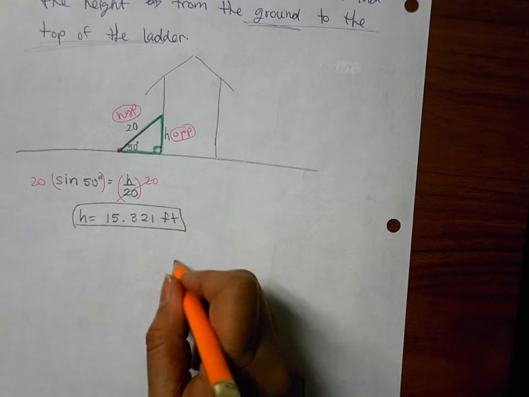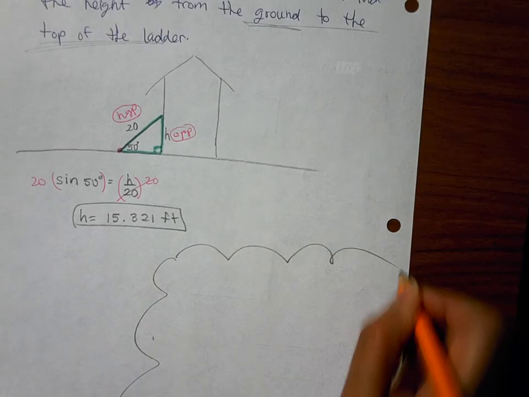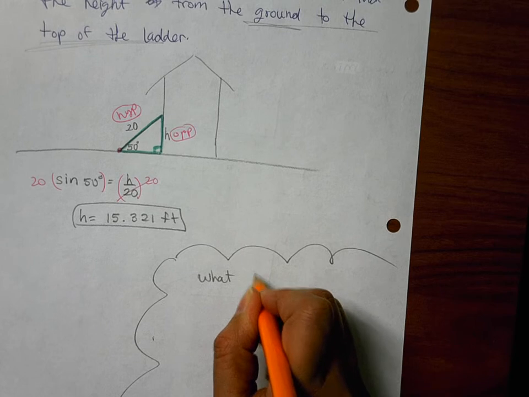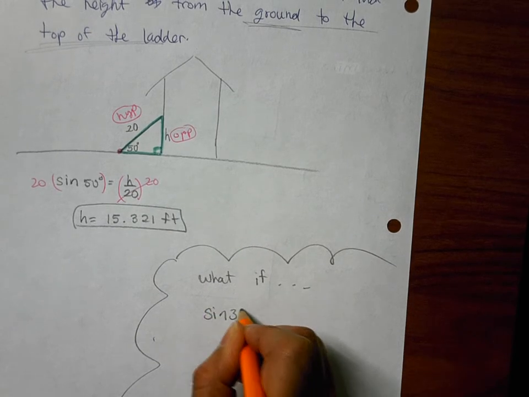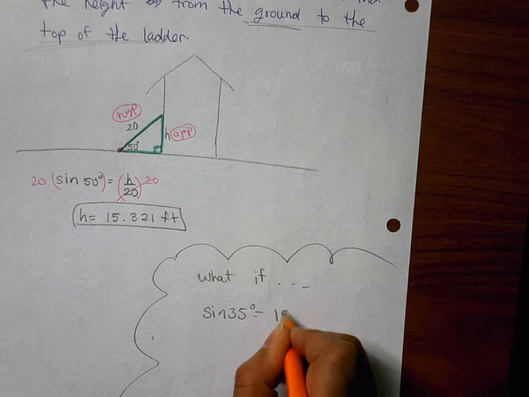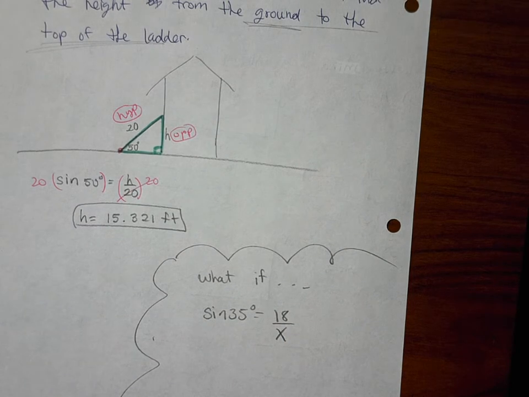Got it? Yes or no? A quick what-if question. What if you had this: sine of 35 degrees equals 18 over x. How would you solve that one? What's different from this one and all the other ones I've done so far? x is in the denominator. You've done these before, back in math 2, again last year. Anybody know how to solve it when it's like that? Yes.